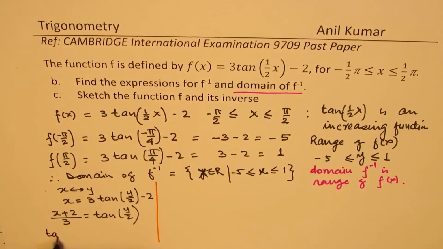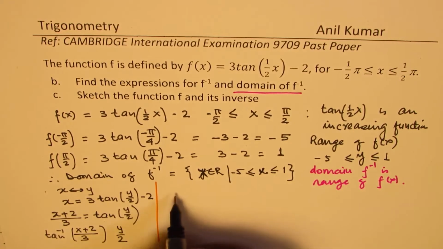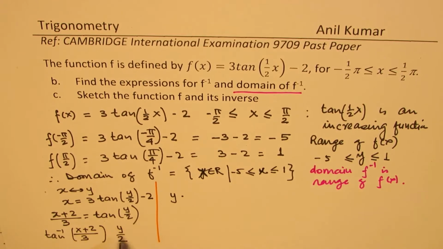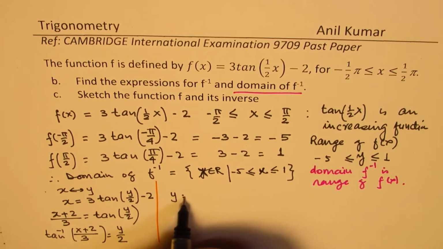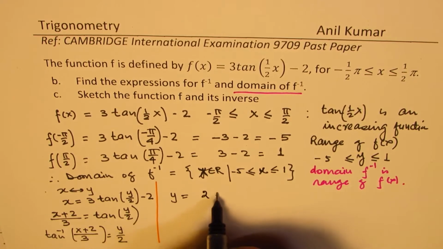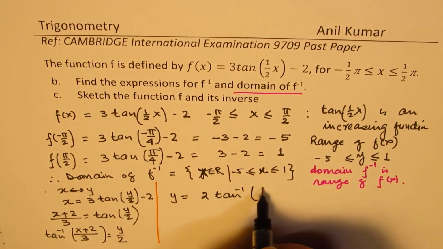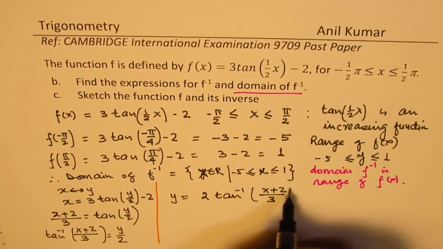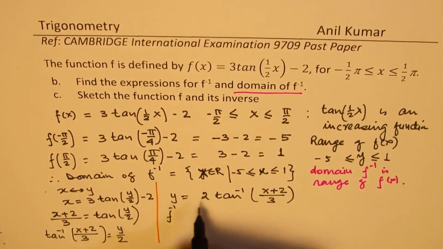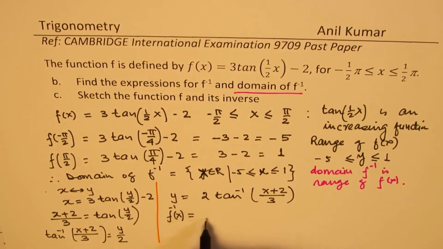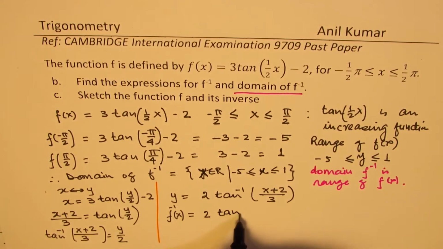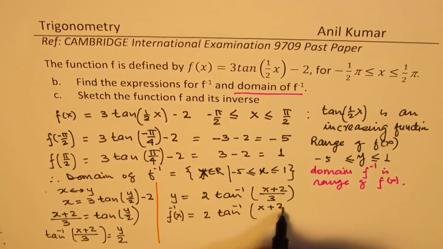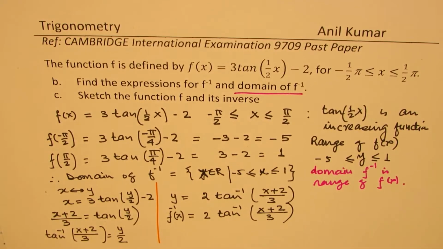So we can write it on this side. Tan inverse of x plus 2 over 3 is y by 2. And now we can write here y equals 2 times tan inverse of x plus 2 over 3, or f inverse of x is basically 2 times tan inverse of x plus 2 over 3. Clear? So that is how we can get the inverse of this particular function.